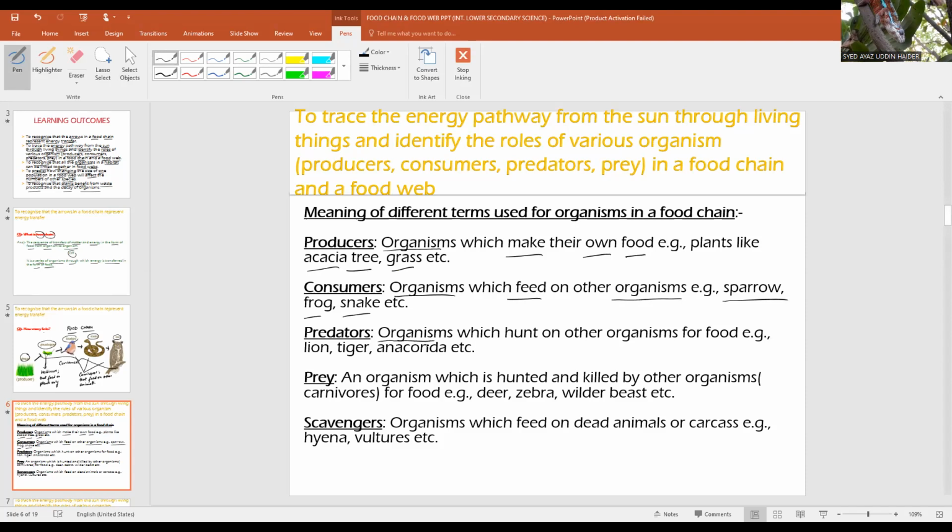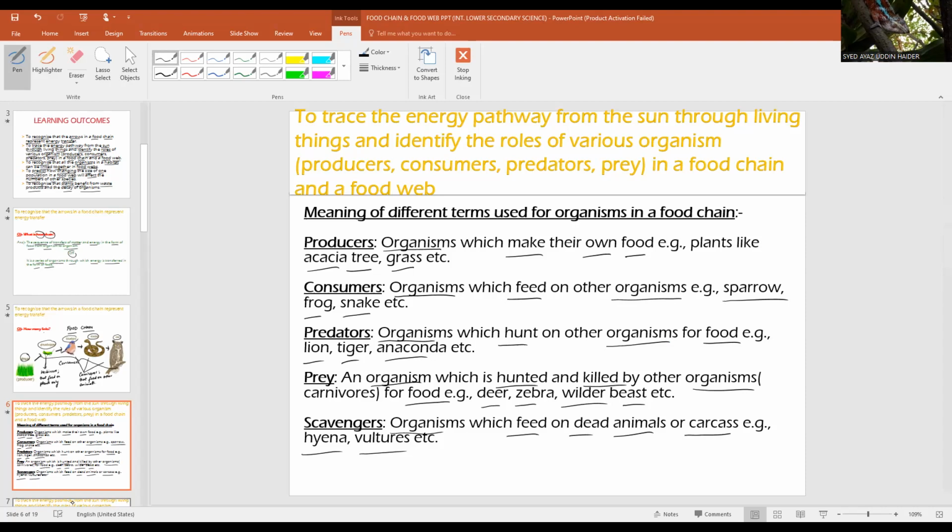Predators. Organisms which hunt other organisms for food. For example, lion, tiger, anaconda, etc. Prey. Prey is an organism which is hunted and killed by other organisms like carnivores for food. For example, deer, zebra, wildebeest, etc. Scavengers, organisms which feed on dead animals or carcasses. For example, hyena, vultures, etc. These feed on dead animals or carcasses.